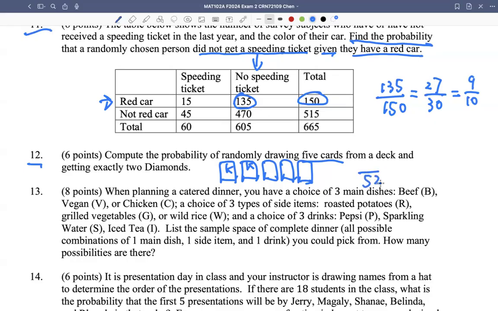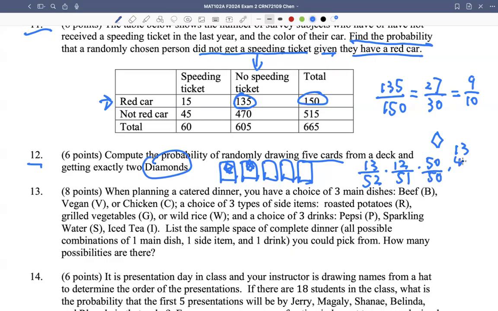So getting the first diamond. Remember, the diamond card has this sign, and there's one suit, and one suit has 13 cards. So we have 13 diamonds in 52 cards. So the probability of getting the first diamond would be 13 over 52. The second one would be 12 over 51. Then the rest of the 3 can be anything. So the third one can be any card out of the 50 cards.